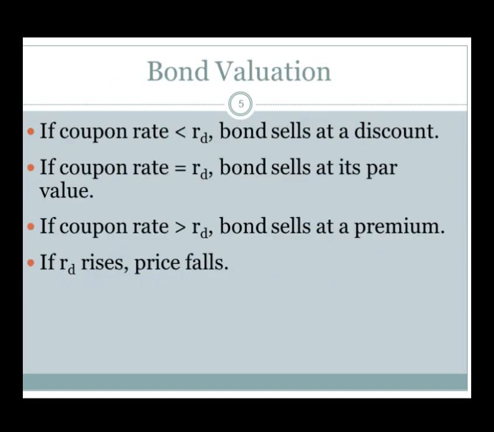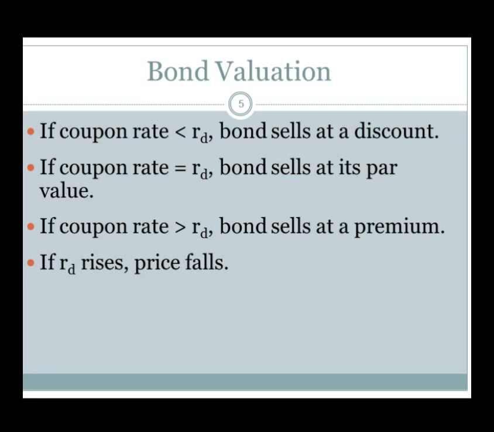A couple of other notes that illustrate and match the calculations we did. Some of what I call bond rules of thumb are useful to memorize when studying bonds. If the coupon rate is less than R sub D, or yield to maturity, the bond sells at a discount. If the coupon rate equals R sub D, the bond sells at its par value. If the bond rate is greater than R sub D, the bond sells at a premium.